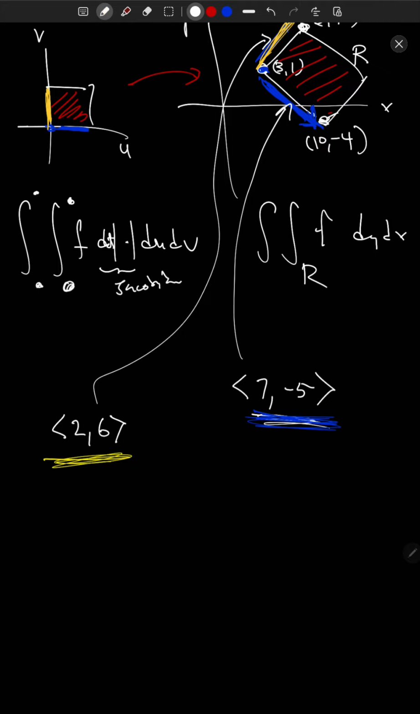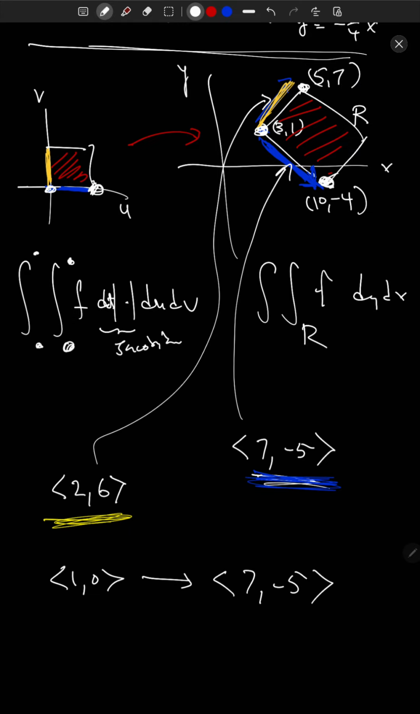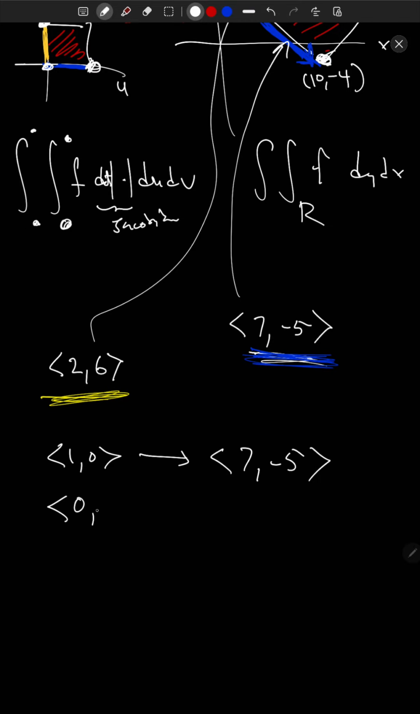So one way I can say it is I want 1, comma 0 to go to 7, comma minus 5. What I'm setting up is that this point goes to 3, comma 1, the second point goes to 10, comma minus 4, and this vertical point right there goes to 5, comma 7. So 0, 1 is going to go to 2, comma 6.